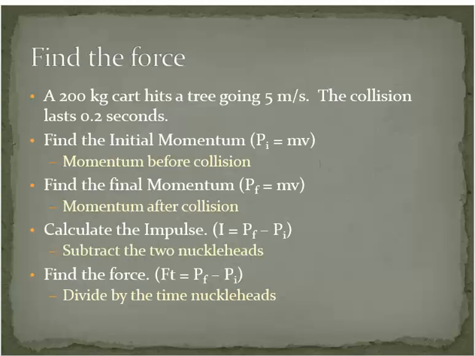Well, the initial momentum is the mass, which is 200, times the initial velocity, which is 5 meters per second. So we get an initial momentum of 1,000 kilogram meters per second. Find the final momentum. Well, it's still going to have the same mass, so it's still going to be 200. What happens when a car hits a tree? Well, the car stops, so the velocity is 0.